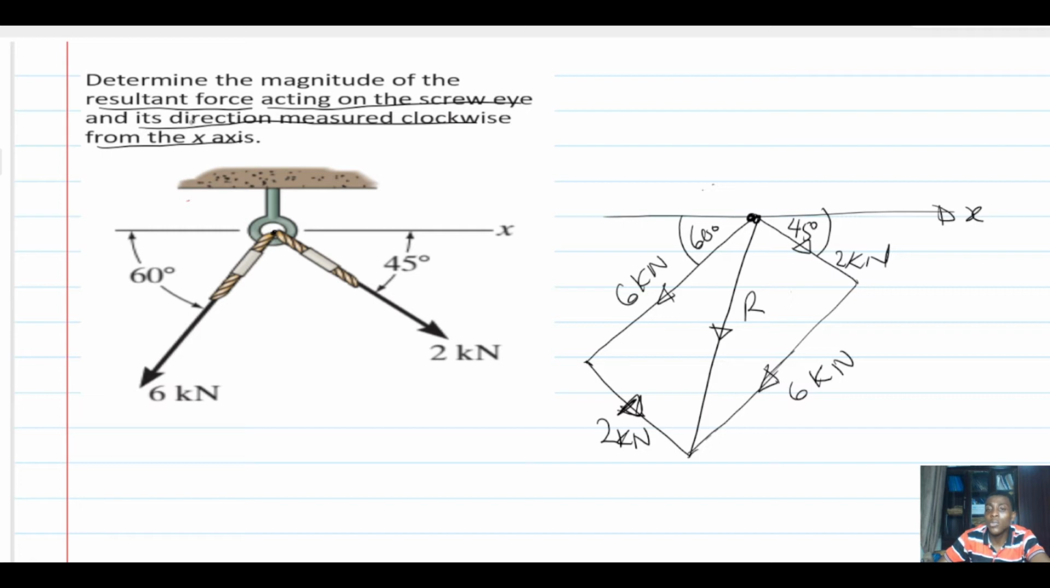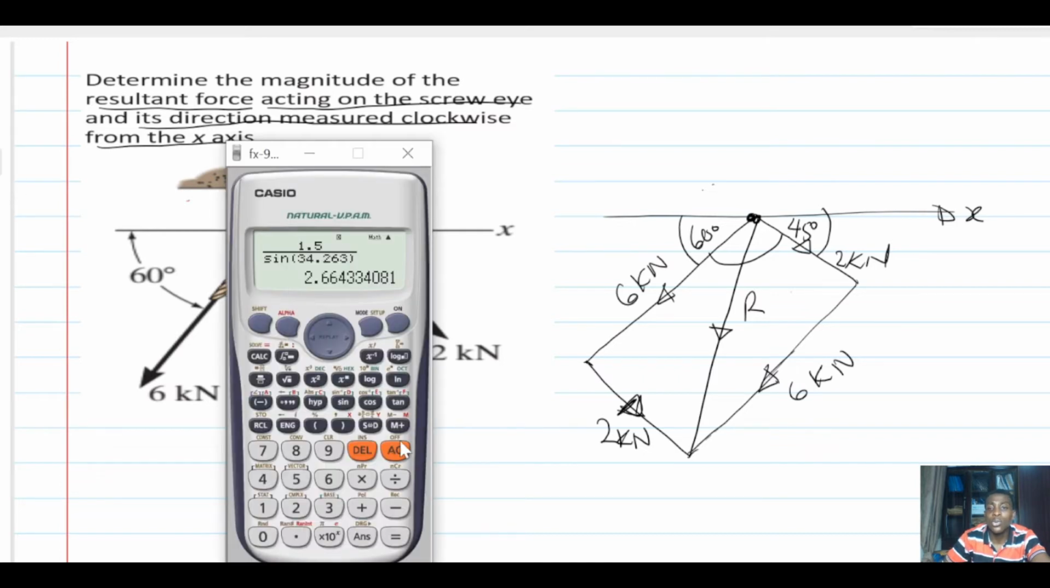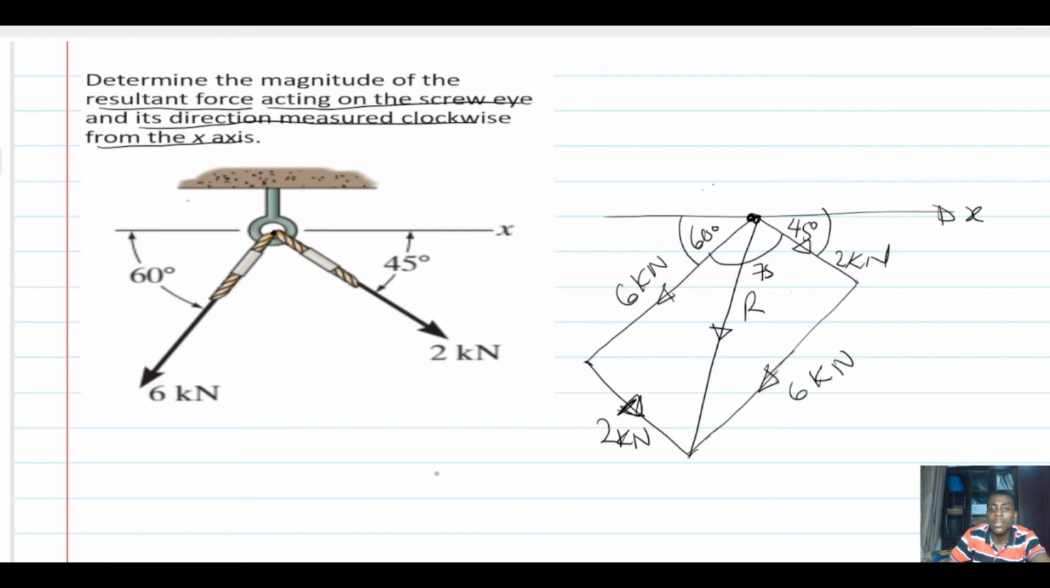Now, how do I solve this problem? This is the parallelogram, but I need to look at the angles and then I will apply the cosine and the sine rule. So at this point, if this angle is 60 and this is 45, what should this angle be? We know that the angles on a straight line sum up to 180. So it's going to be 180 minus the sum of what we have, which is 60 plus 45. And so the angle right there is going to be 75.